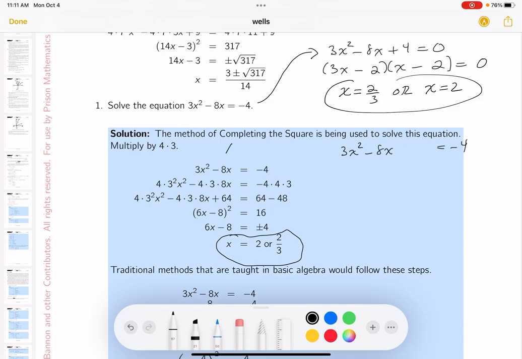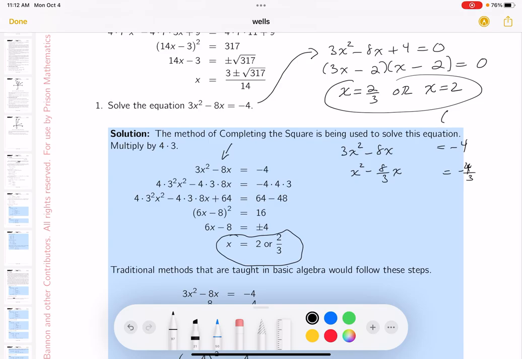By the way, the work is over here. So making everything squares, like that 3x squared, is really not a perfect square. What I'm going to do instead is divide both sides by 3. So I'm going to do something different. And Wells would not do this either, by the way. Okay, what are we going to do? Half of the minus 8 thirds, and square.